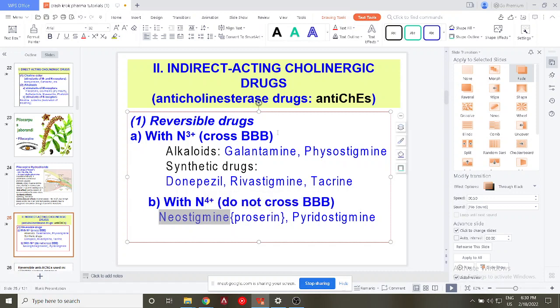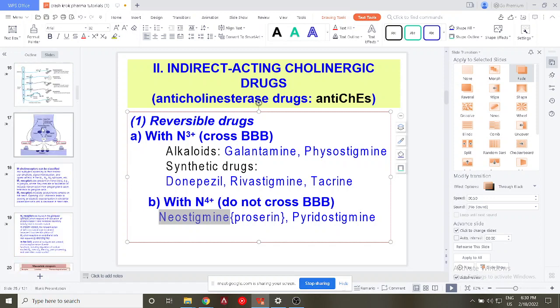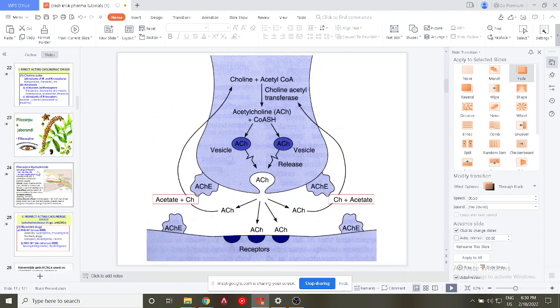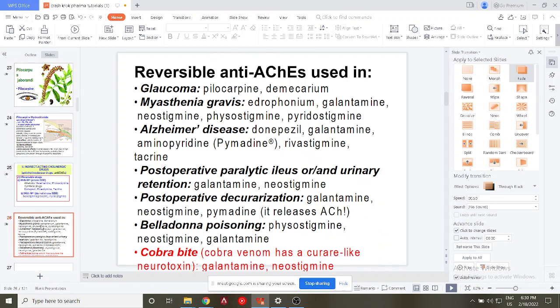They prevent the breakdown of acetylcholine in the synaptic cleft. The drugs are going to block acetylcholinesterase, so it's going to prevent the breakdown. So there's going to be an excess of acetylcholine in the synaptic cleft. You guys understand? Yes? Okay.